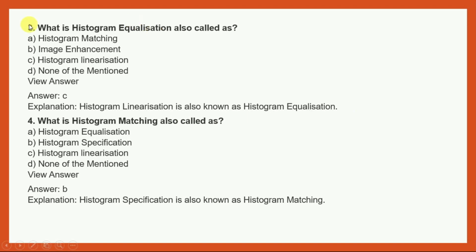Next question is, what is histogram equalization also called as? The answer is option C, that is histogram linearization. So the other name of histogram equalization is histogram linearization, and histogram linearization is also known as histogram equalization. Here is the explanation of this. And what is histogram matching also called as? Histogram matching is also called histogram specification.